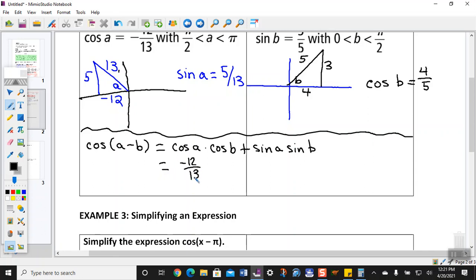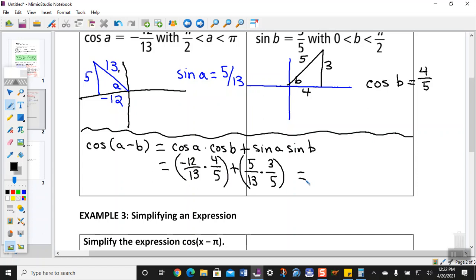Cosine of b will be, we just found it, 4 over 5. Plus, here we go. How about the sine of a? Do we know the sine of a now? 5 over 13, right? Yep, 5 over 13 times what? 3 over 5. Okay, so we've got a product of fractions here on the left, plus another product of fractions on the right. Let's see what this gets us.